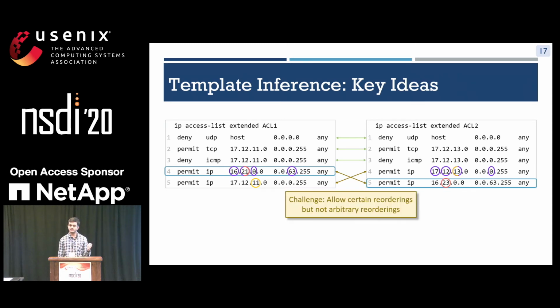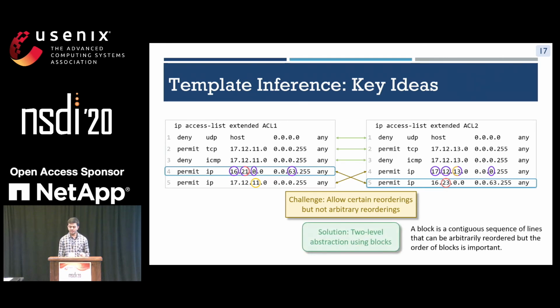So the key challenge is how to allow certain reorderings for a better template, but not arbitrary reorderings. In general, reordering lines in an ACL can be dangerous as it might change the behavior. Specifically, reordering a permit line and a deny line can in general change the semantics of an ACL. However, some reorderings are innocuous and should not be flagged as deviations, as this one. We resolve this challenge by representing an ACL not as a sequence of lines, but as a sequence of blocks, where a block is a sequence of lines that can be arbitrarily reordered.